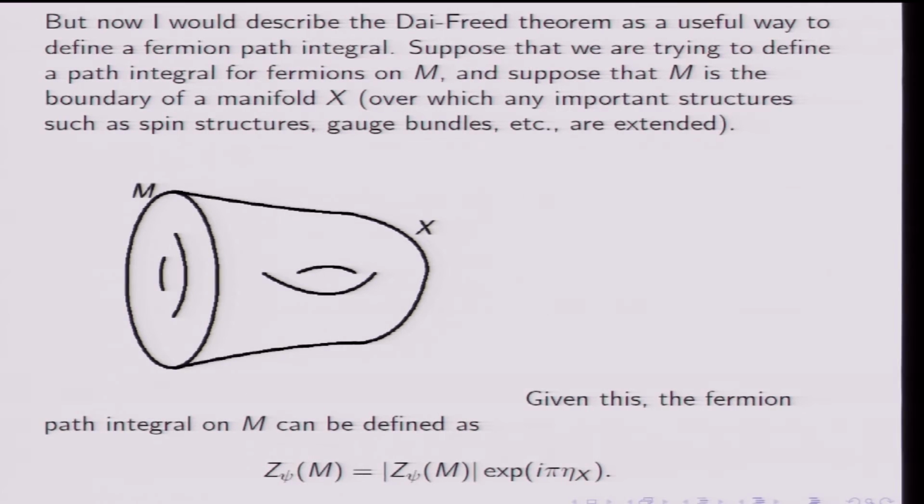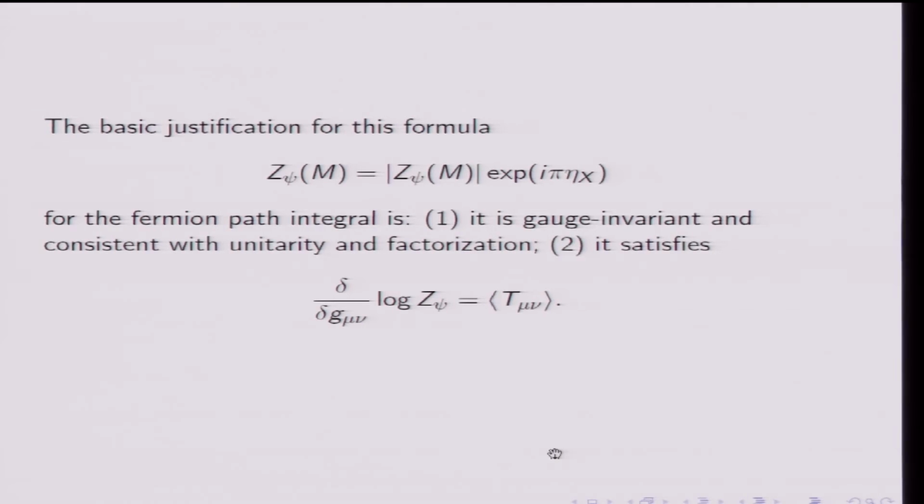So I claim that this should be taken as a general definition of a Fermion path integral, or at least a definition that's much more general than any textbook definition. The basic justification for this formula is that it's gauge invariant and consistent with unitarity and factorization, and it satisfies the condition it's supposed to satisfy. So what more do you want in life? That's the definition of the Fermion path integral that has all the properties you'd want it to have.